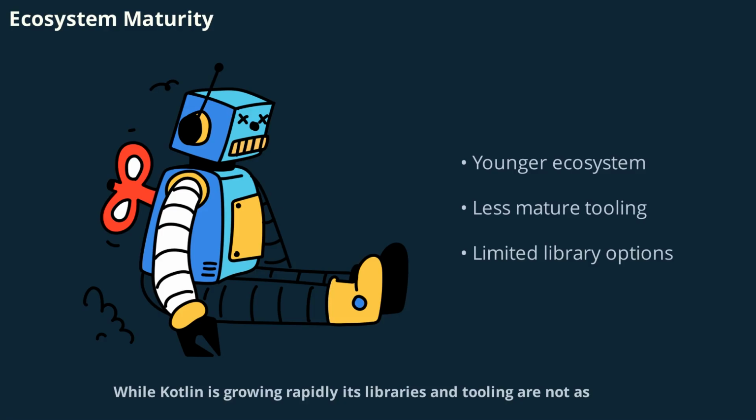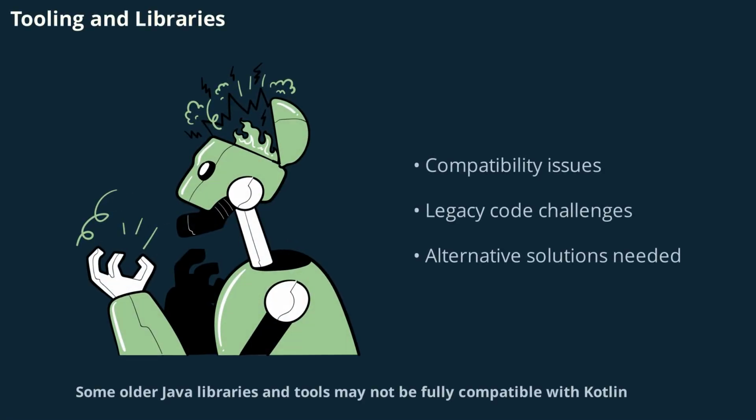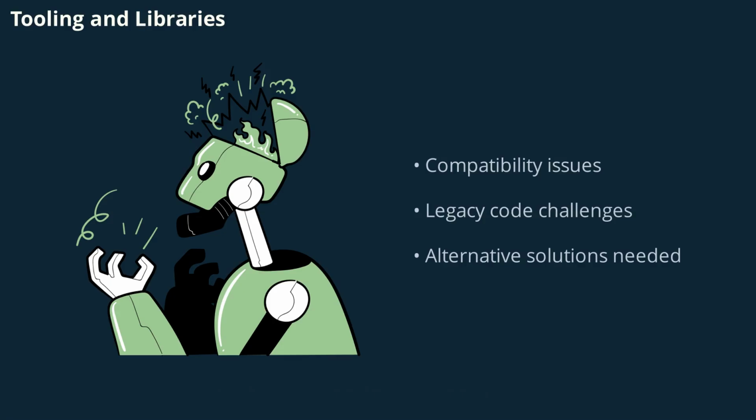While Kotlin is growing rapidly, its libraries and tooling are not as extensive or robust as those available for Java. This can limit options for developers and introduce challenges when integrating with older systems. Some older Java libraries and tools may not be fully compatible with Kotlin. This can create issues when integrating legacy code or using specialized tools. Developers may need to find workarounds or alternative solutions, which can add complexity to projects.